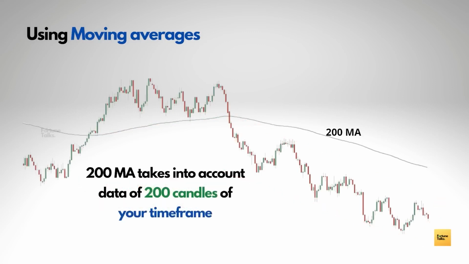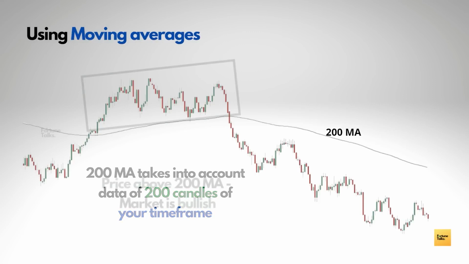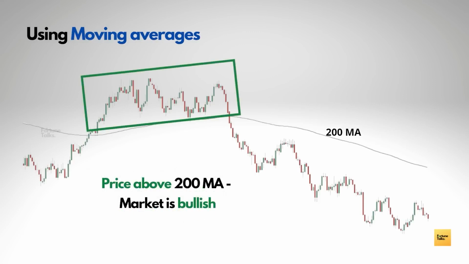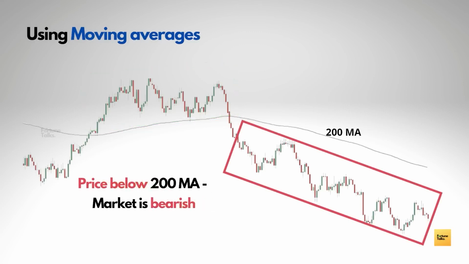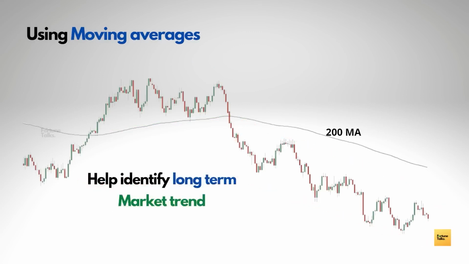Now, the reason for this is quite simple. If you think about this, the 200 period moving average summarizes the price of the last 200 candles based on your time frame. So if the price is right now above the 200 moving average, it is telling you that the price has been trending higher. And similarly, if the price is below the 200 moving average, it is telling you that the price has been trending lower.